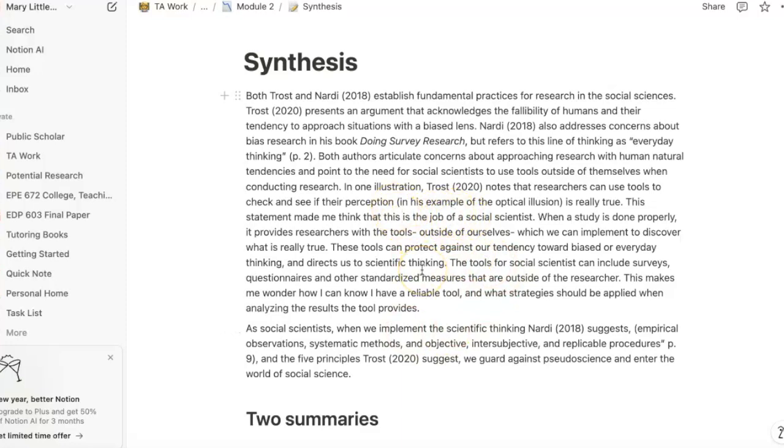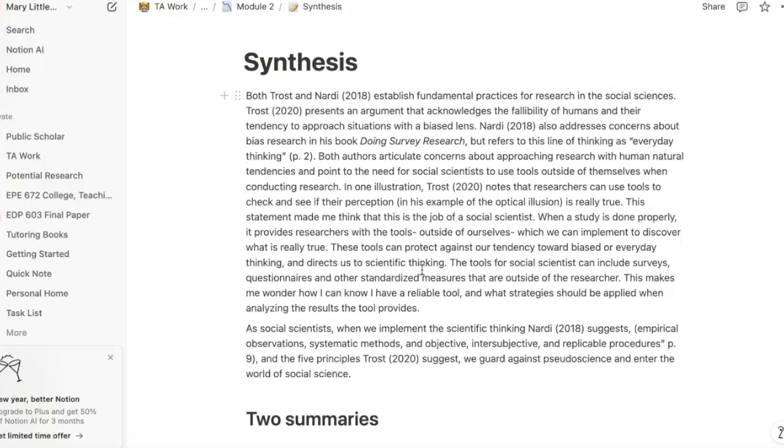Okay, in one illustration, Trost notes that researchers can use tools to check and see if their perception, in his example of the optical illusion, is really true. This statement made me think that this is the job of a social scientist. When a study is done properly, it provides researchers with tools outside of ourselves, which we can implement to discover what is really true. So now that's my thought. That's me taking all this information, and that's what I took away from this.